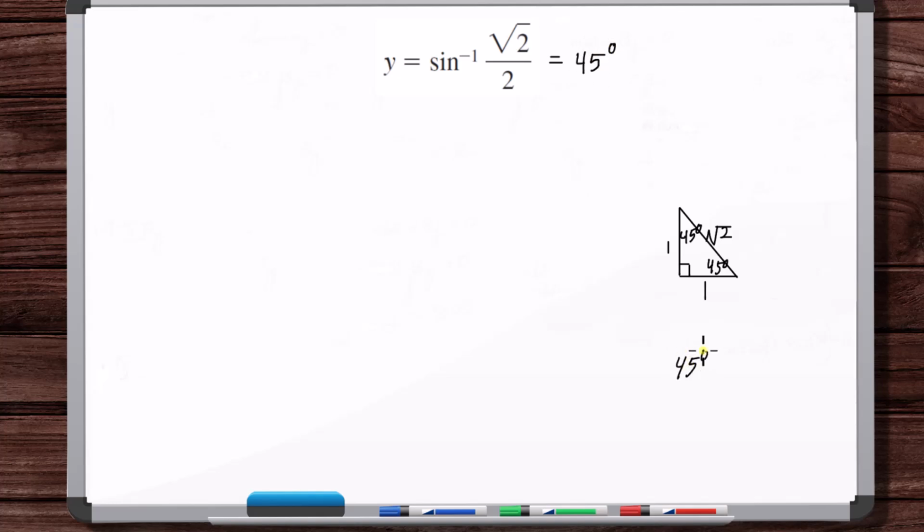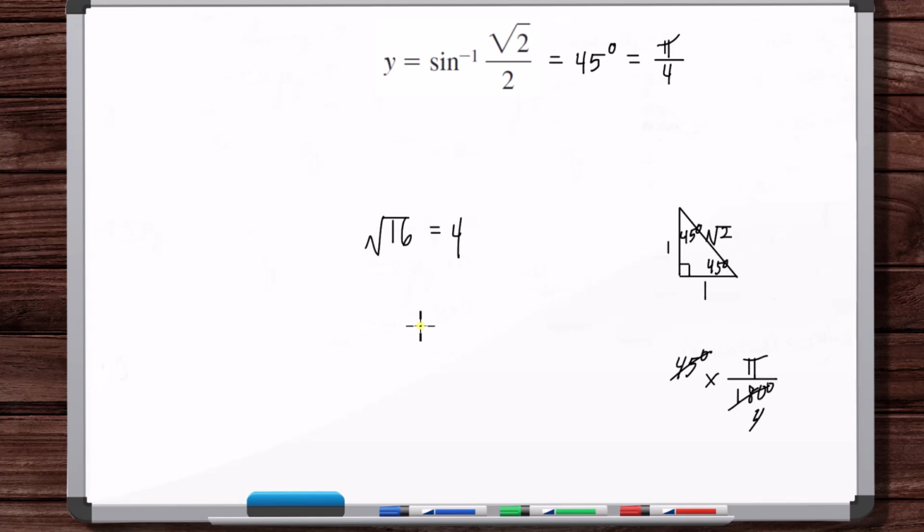Or if you want to put that in radians, just put it as pi over 4. But this is it. In the same way that root 16, the principal root of 16, is equal to 4 and only 4, you can look at it in the sense that inverse sine of root 2 over 2, as it's presented, is equal to 45 degrees and only 45 degrees.